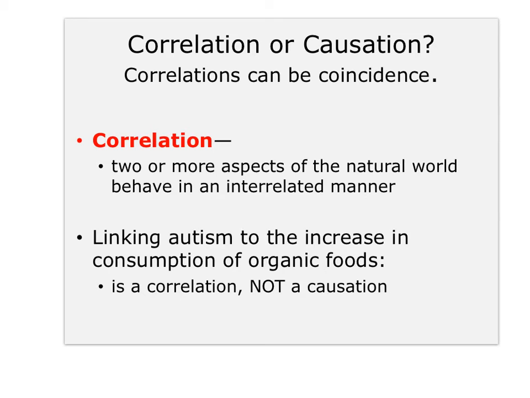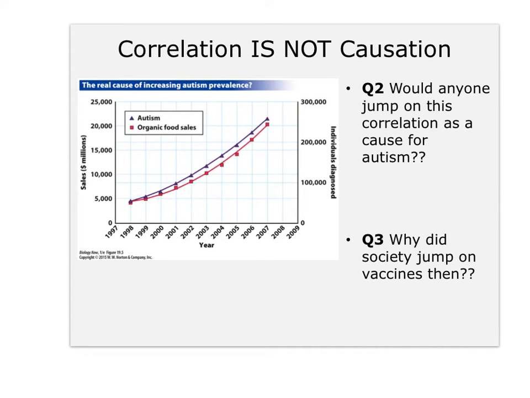So a correlation, again, in the natural world. Another correlation is linking autism to the increase in organic food consumption. Again, a correlation, not a causation. What? Organic foods? Those are supposed to be healthier for us. Well, let's take a look. Autism is the triangles in blue. Here we go. Since 1998, there's been an increase in diagnosis of autism. And look at that. It is directly proportional to the increase in organic food consumption and sales.